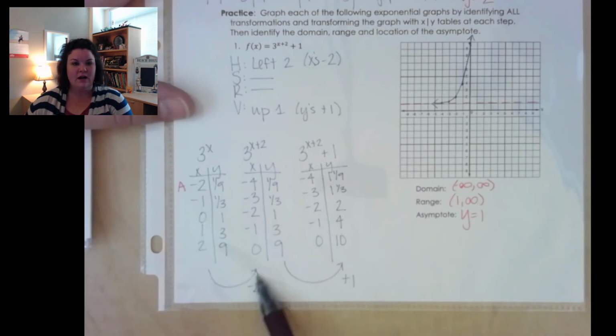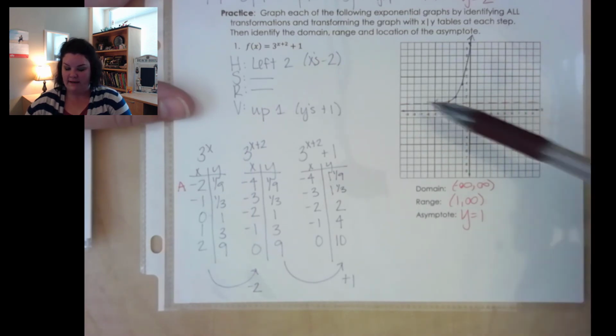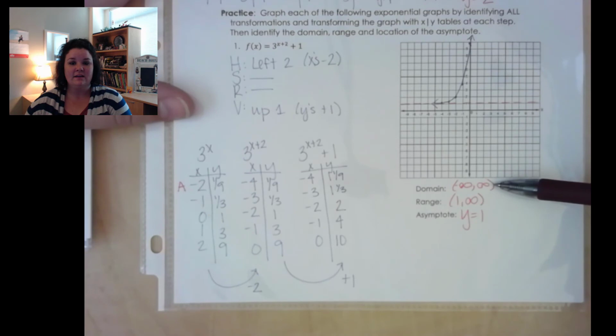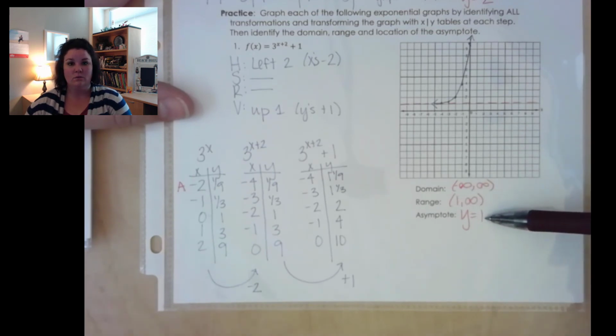We subtract 2 from our x's to move it to the left 2. And then we add 1 to our y's to move it up 1. So our function should look something like this, with an asymptote up at +1. That means our domain is -infinity to infinity, and our range is 1 to infinity, always with a parenthesis here because we have an asymptote at that number. Okay, and our asymptote is at y equals 1.